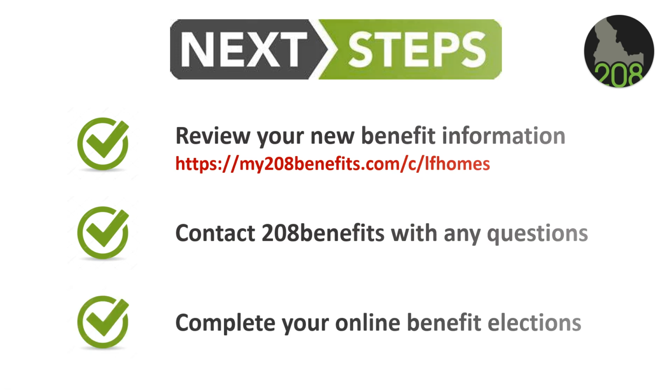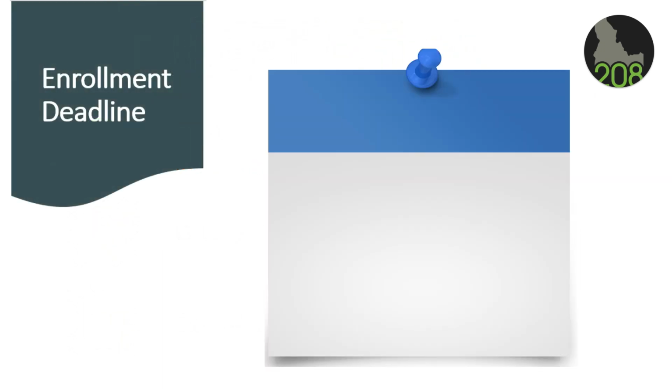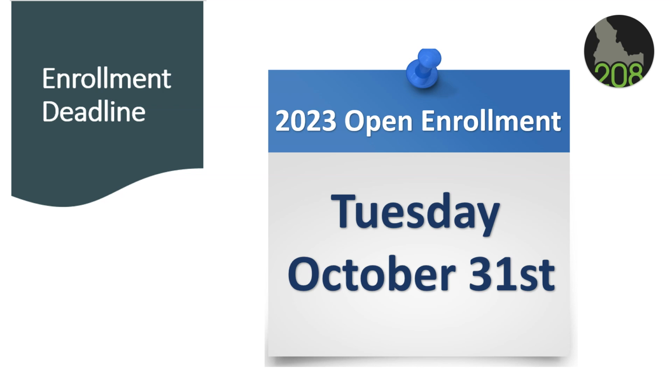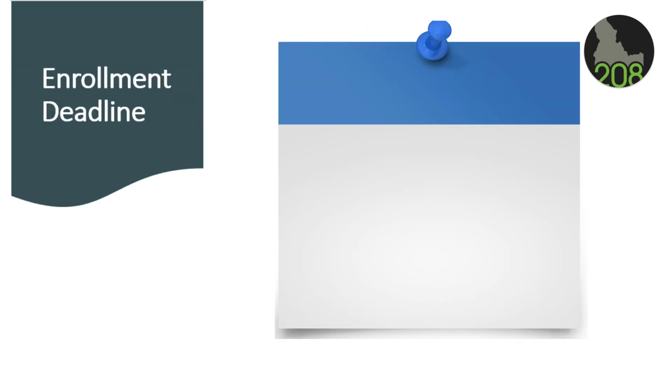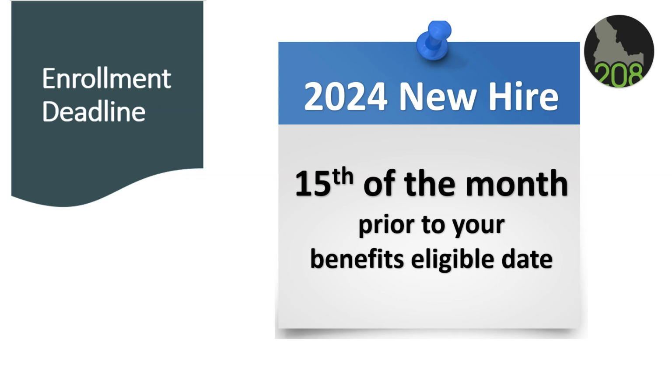Complete your benefit elections online. You do have deadlines. So if you are currently employed and this is your 2023 open enrollment, your deadline to complete your benefit elections is Tuesday, October 31st. If you are a new hire in the 2024 year, you have the 15th of the month prior to your benefit eligible date to complete your benefit elections.